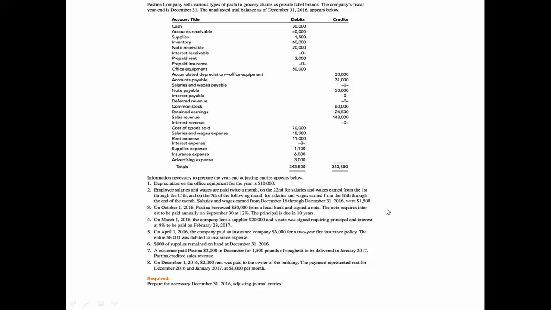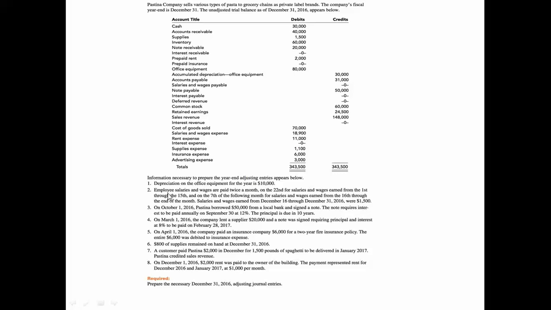So let's go through this really quick. Number 1, depreciation on the office equipment for the year is $10,000. This is as of December 31st, so we don't have to calculate anything. They give us this number, which is good. So we're going to have a debit to depreciation expense, and a corresponding credit for the same amount to accumulated depreciation. Remember, accumulated depreciation is just the accumulation of every period, so to speak, when we allocate that cost, right? Because remember, depreciation is not market value. With depreciation, we're just allocating costs over a period of time.